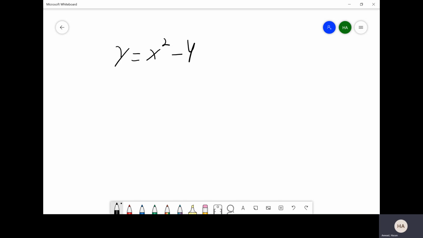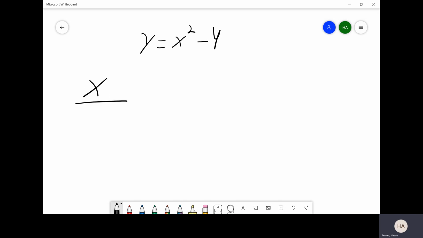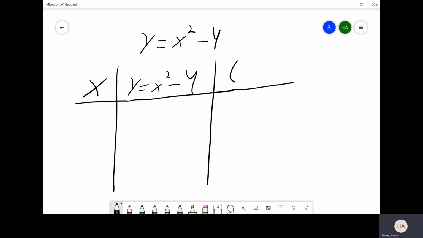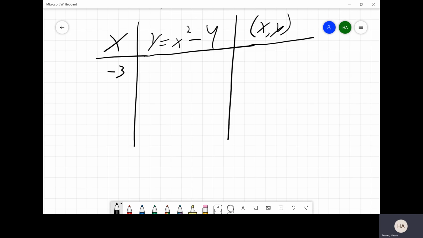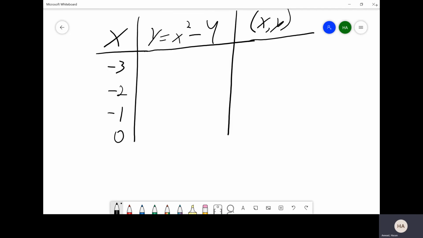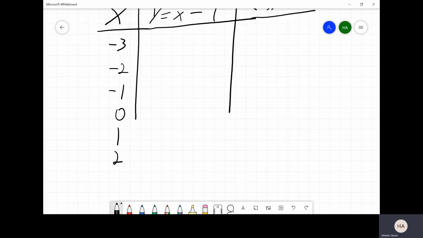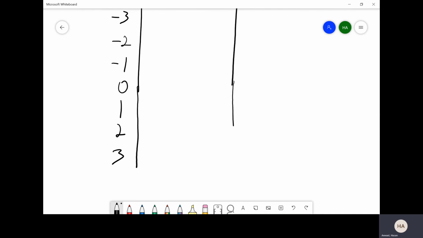So I'm going to make a little table of values over on this side. Here are my values for x. Here's y is equal to x squared minus 4. And finally, here's going to be my ordered pair output, (x, y). Let's just run through some points. I'm going to go from -3 to +3. So -3, -2, -1, 0, 1, 2, and finally 3. And we're going to see what we end up getting for everything.